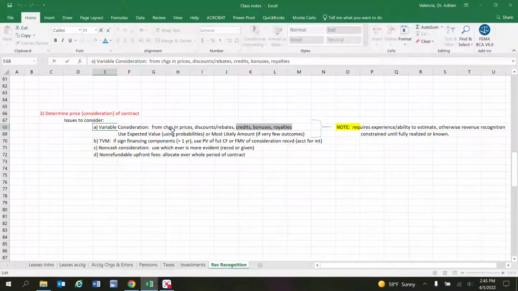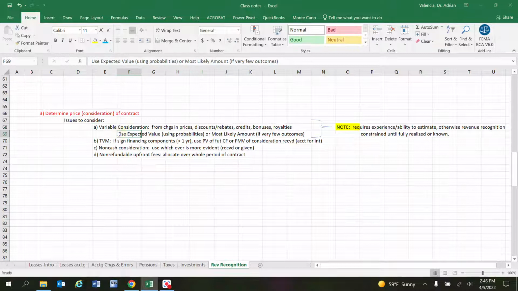And what that ends up doing is that it makes the amount of the contract, the price of the contract, variable. And if that is the case, then we need to come up with a systematic approach of how much it is that we're going to use in terms of the value of the exchange for this contract. And what we'll do is a calculation of the expected value, and we'll do it using probabilities. This doesn't have to be complicated, okay? Just so that you understand what I mean by this.